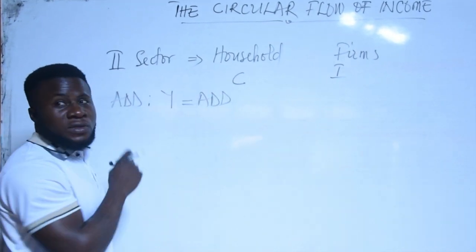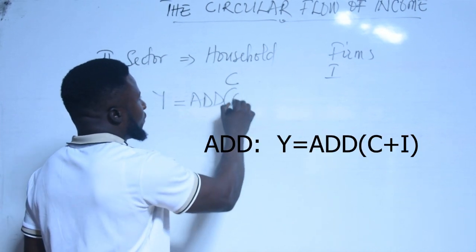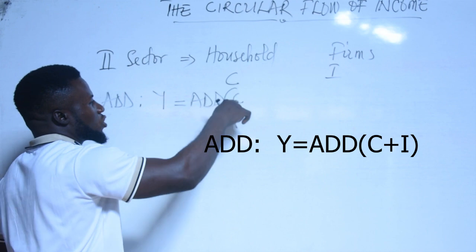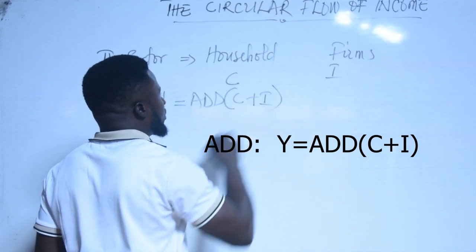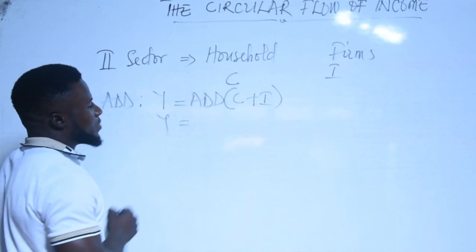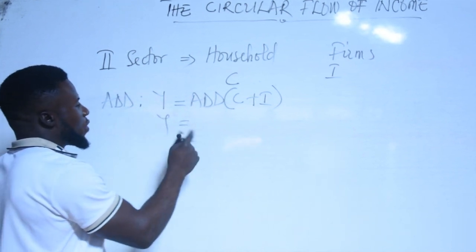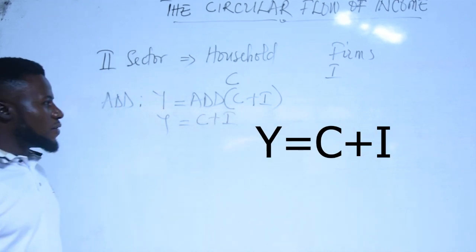And since we are in a two-sector economy, aggregate demand here is a summation of expenses by households called consumption and expenses by firms called investment. So we are saying that in a two-sector economy, using the aggregate demand approach, income is at equilibrium when Y is equal to C plus I, consumption plus investment.